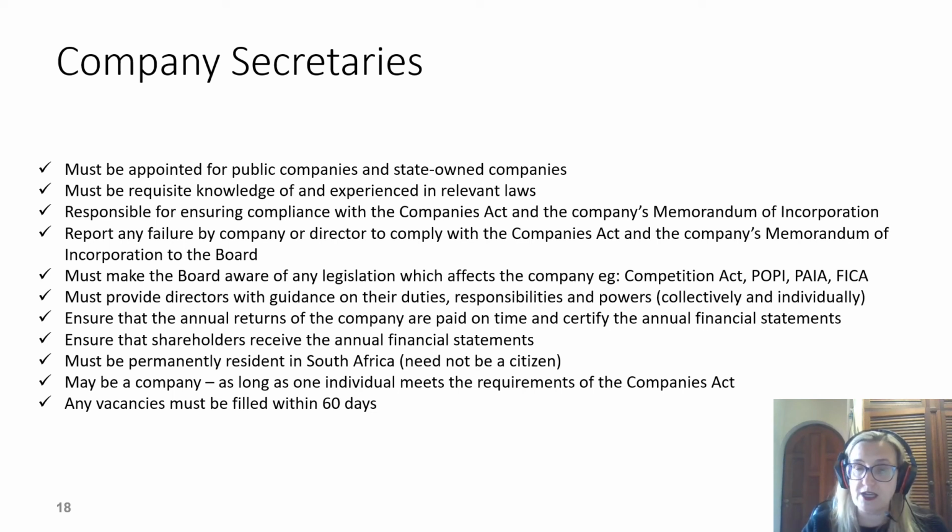We must make sure that all our shareholders receive their annual financial statements. We must be permanently resident in South Africa, although you need not necessarily be a citizen. The company secretary can be another company. So there are some very good companies, Fluid Rock Governance, Corpstat, Morestat. They're actually companies and they act as a company secretary. As long as somebody in that company meets all of these requirements, then that's fine. And if there's any vacancy of the company secretary, then it needs to be filled within 60 days.